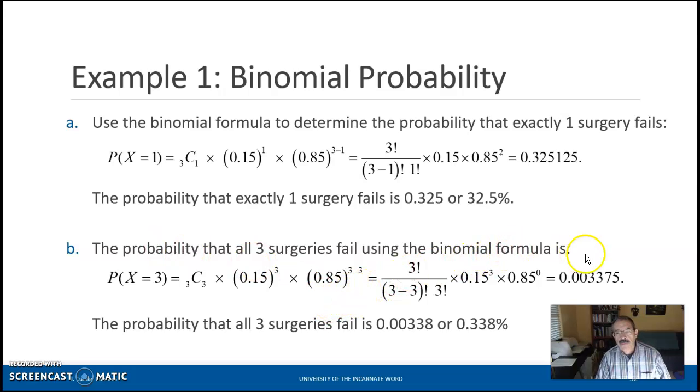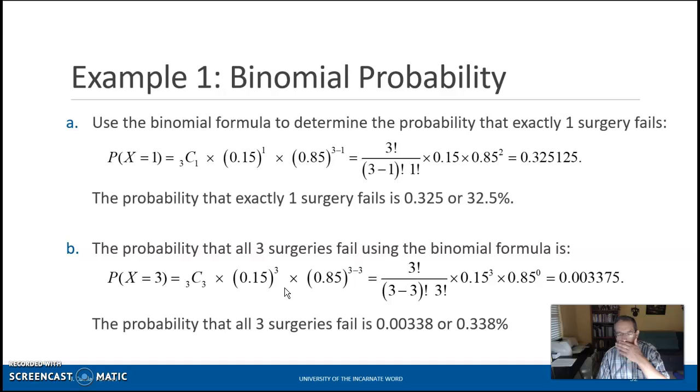And again, using the binomial formula, we obtain the probability that the random variable is equal to 3. Then we have the combination, which counts the number of sequences where we have 3 failed surgeries in 3 surgeries. Well, of course, that is only one possible sequence. And then we're looking for 3 failed surgeries, so the probability of failure is 0.15 to the 3rd power, and then 0.85. Because all 3 surgeries failed, there are no surgeries that are actually successful, so 0.85 is to the 0 power. Again, you carry out the calculation, and you find that this is 0.03375. And the probability that all 3 surgeries fail is 0.00338 or 0.338%.